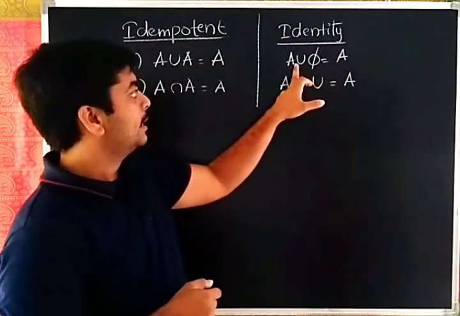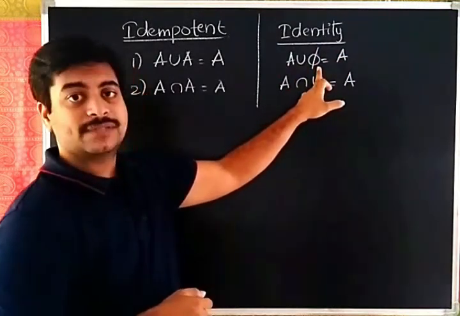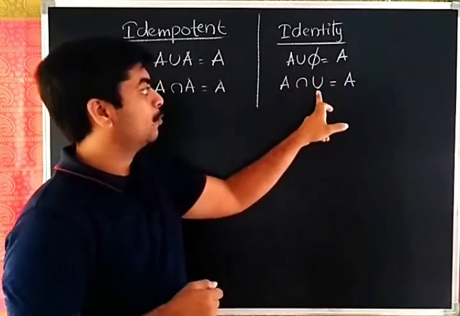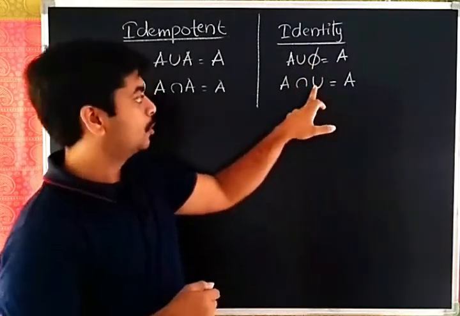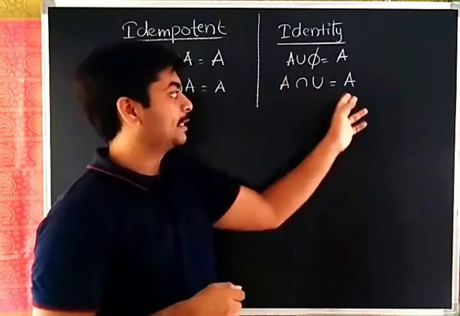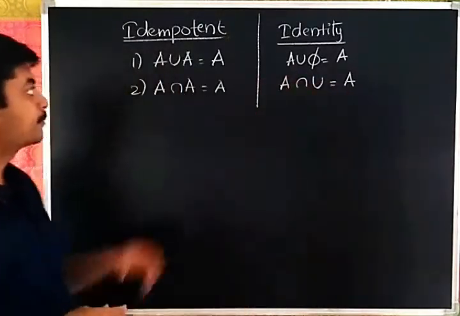Identity property. A union phi. What is phi? Null set. A union null set, and this is A intersection U. What is this U? Universal set. This is not union. A intersection with universal set, you will get the set A. We'll see what are these.